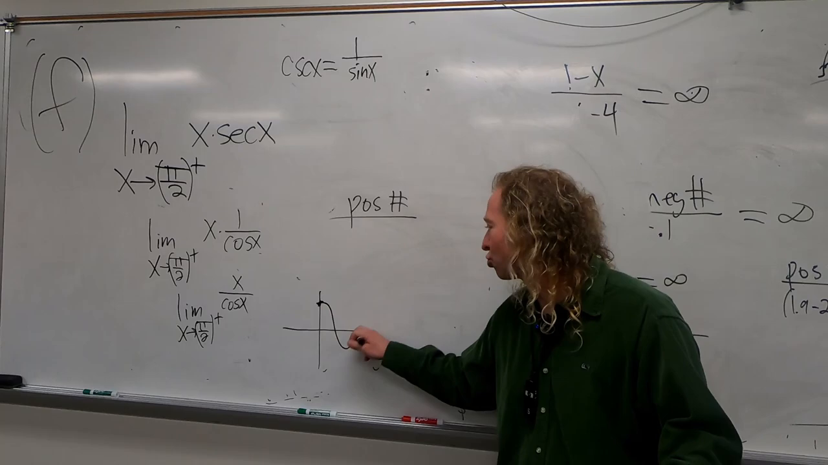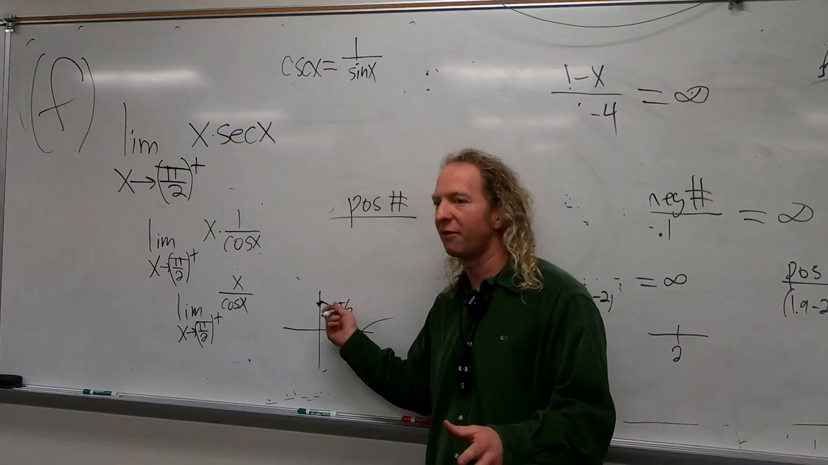And then you know that this is pi over 2, because cosine of pi over 2 is 0. I have that one memorized. So this is the graph of cosine, right? This is cosine x, okay?